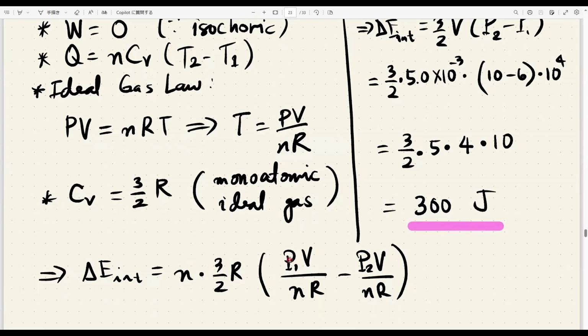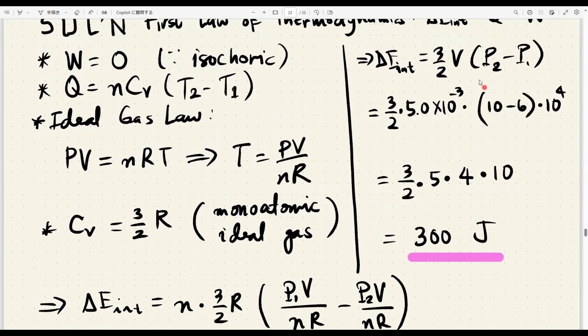T2 is, okay, T2 here should have been P2V over nR, and this should be P1. Okay, so this is mistaken. It should be P2 and it should be P1. But the V and the n and the R here, they're constants. So in fact, we can cancel the n and the R in the denominator with these ones here, and we can factor out the V. And here is what we've got.